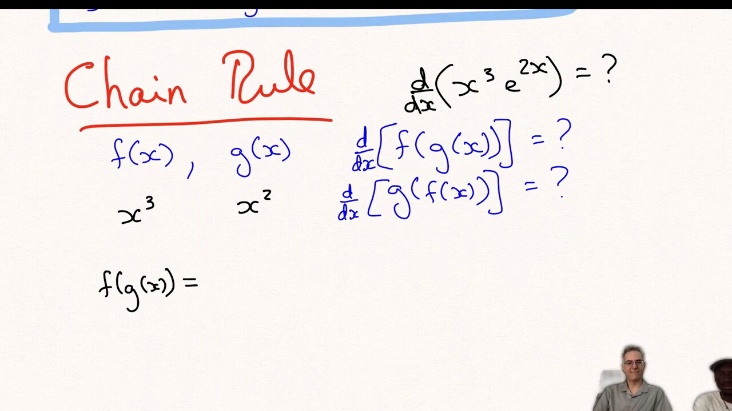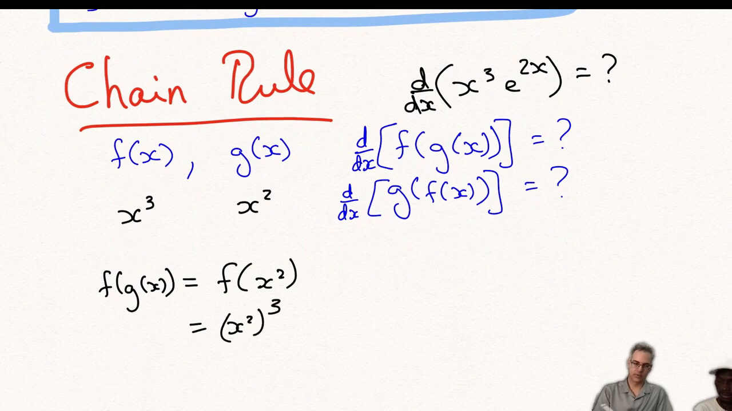g of x. We're taking x squared into x cubed. So what would that be? So x squared into x cubed, it'll be x squared cubed. Like that? So we have f of g of x, now g of x is x squared, so we have f of x squared, and f is cubing the thing, so we have x squared cubed.